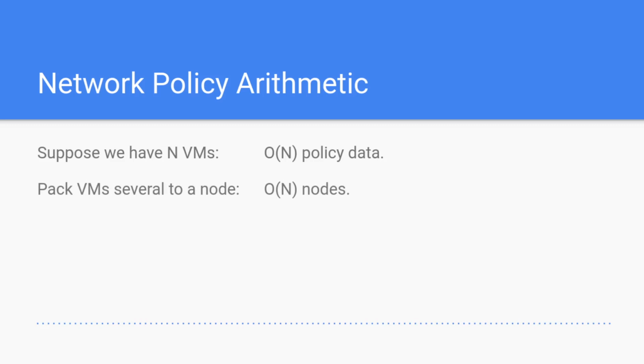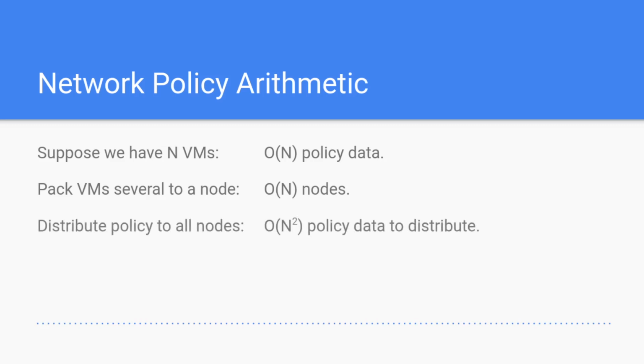I'll just call the hypervisors nodes. So since that's only a constant factor, we have big O of n nodes as well as VMs. Now, to get our system to operate correctly, each node needs to have the policy data, and it needs to be distributed to all those nodes. So we have O of n data and we have O of n nodes, so we multiply those together, and we have to use O of n squared bandwidth to distribute this.